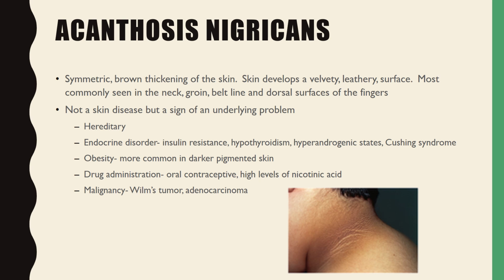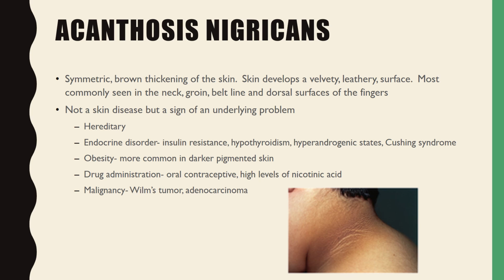Acanthosis nigricans I want to touch on briefly. This is symmetric brown thickening of the skin. The skin develops a velvety, leathery surface, most commonly seen in the neck, groin, beltline, and dorsal surfaces of the fingers. It's not a skin disease, but a sign of an underlying problem. So it can be hereditary.